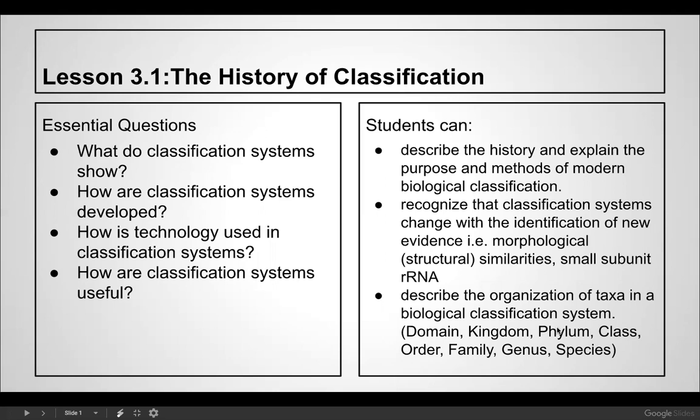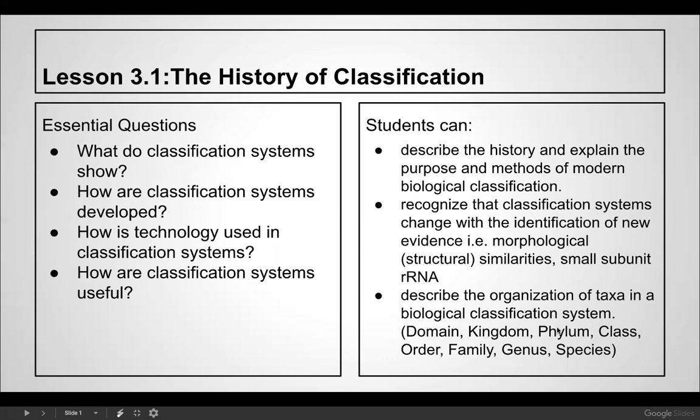All right, when you are done, you should be able to describe the history and explain the purpose and methods of modern biological classification. Recognize that classification systems change with identification of new evidence, for example, morphological or structural change, and small units or subunits like RNA, and what kind of changes happen there. Describe the organization of taxa or groups in a biological classification system.